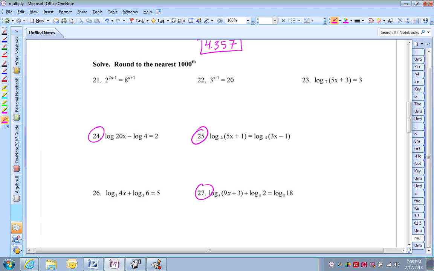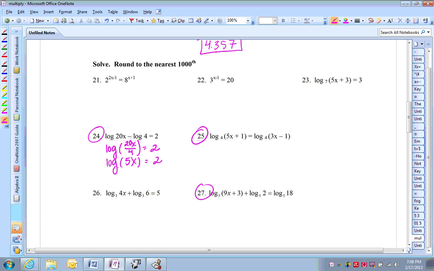In problem 24, we are subtracting two logarithms. Log of 20x minus log of 4 equals 2. And because we're subtracting them, we have to divide. So we are going to rewrite this, or simplify this, as log of 20x divided by 4 equals 2. And when we simplify that, it becomes log of 5x equals 2.